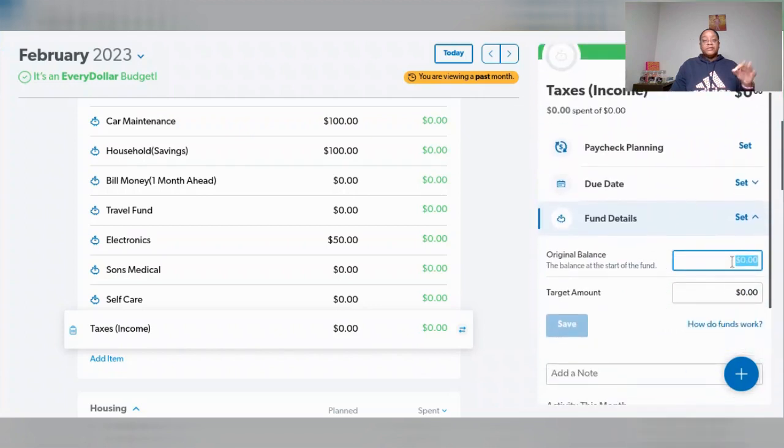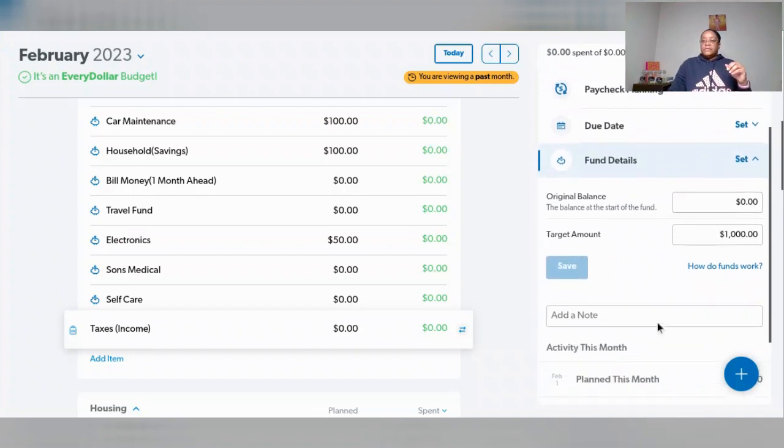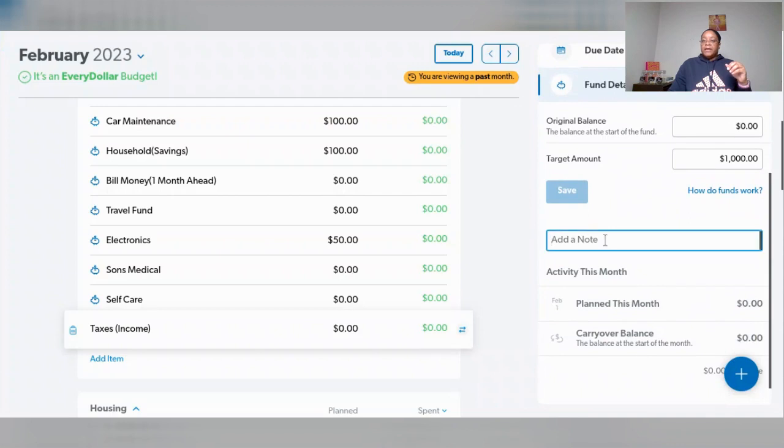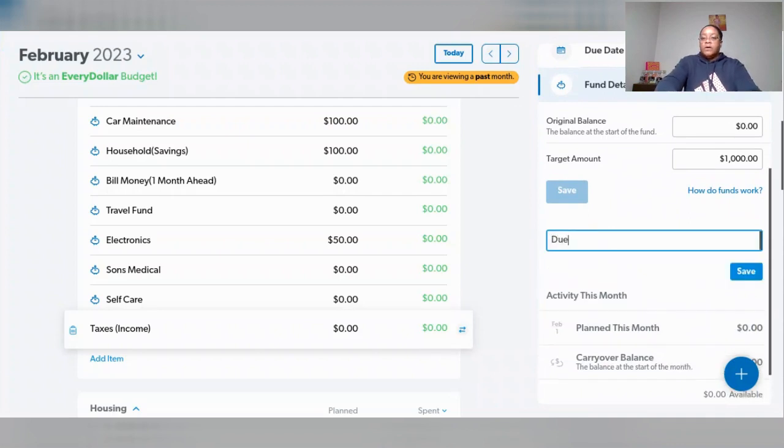My original balance, you can type in, let's say you already have a pre-existing account. You will want to type in what the original balance is if this is your first time setting that up. Since I don't have any money in there right now, I don't need to put anything in, but you can type in the original amount. And then you can also make a target amount. For me, my target amount is $1,000 in this particular fund. And then I can save that. I can also add a note for myself that this is all due April 15th. Gotta pay Uncle Sam.